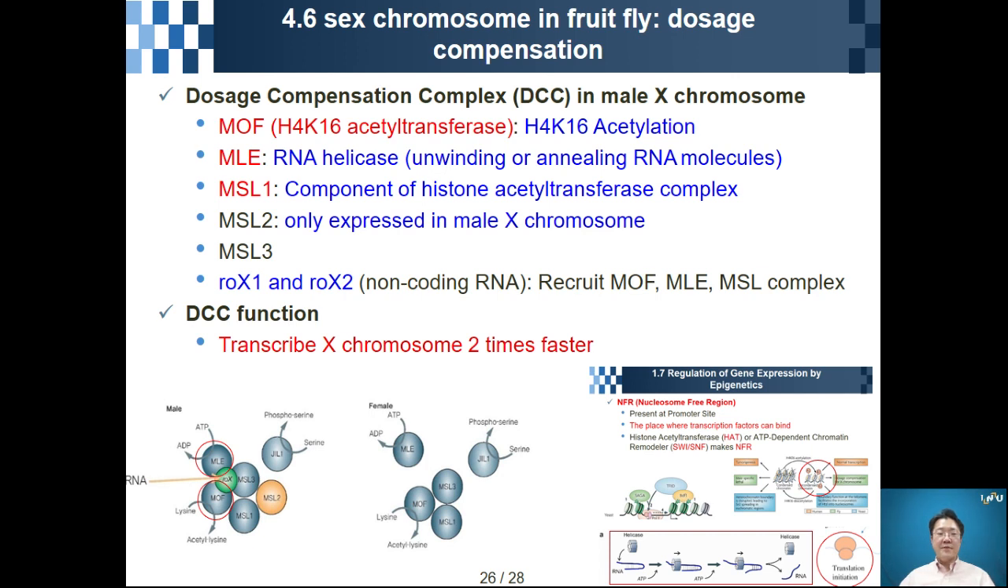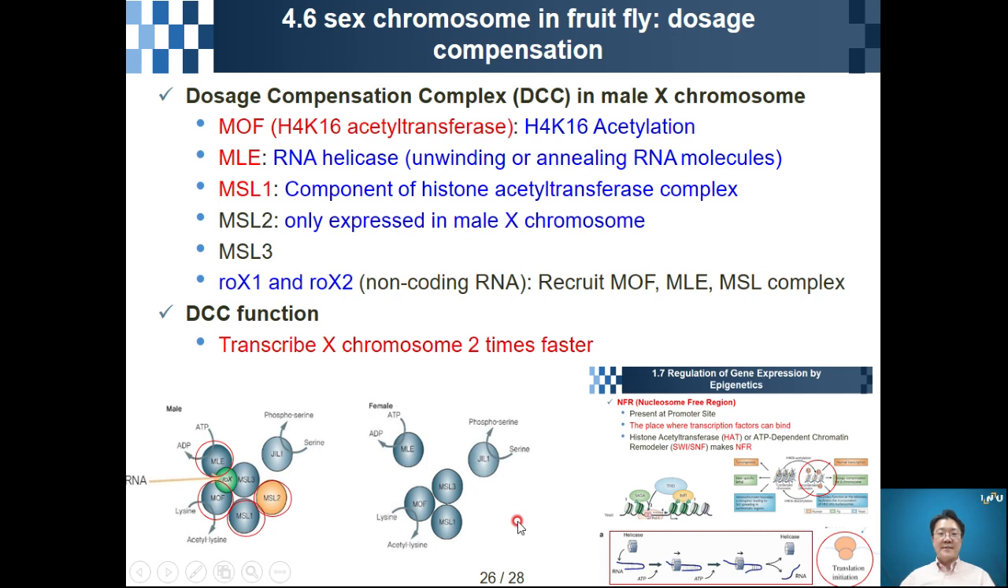The next subunit is MSL1. MSL1 is also a component of the histone acetyltransferase complex. They are also composed of MSL2 and MSL3. MSL2 is expressed only in the male X chromosome, but in the female X chromosome we cannot find the MSL2 subunit.